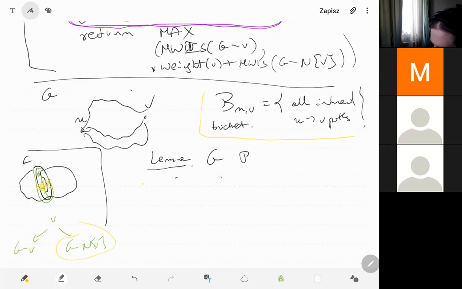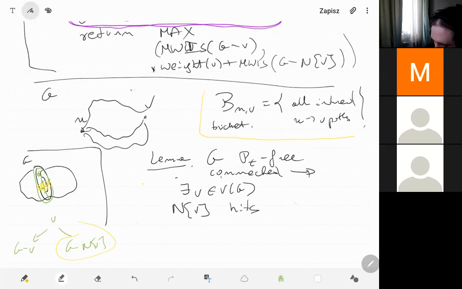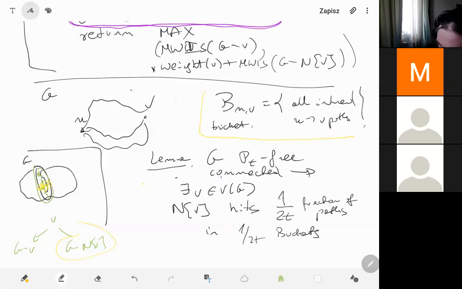If G is PT3 and connected, then there's a vertex such that N of V hits a 1/2T fraction of paths in 1/2T buckets. Yeah, so there are n choose 2 buckets. And I want to say that there's a vertex such that for a 1/2T fraction of our buckets, like n choose 2 buckets, it hits a constant fraction of the paths there.